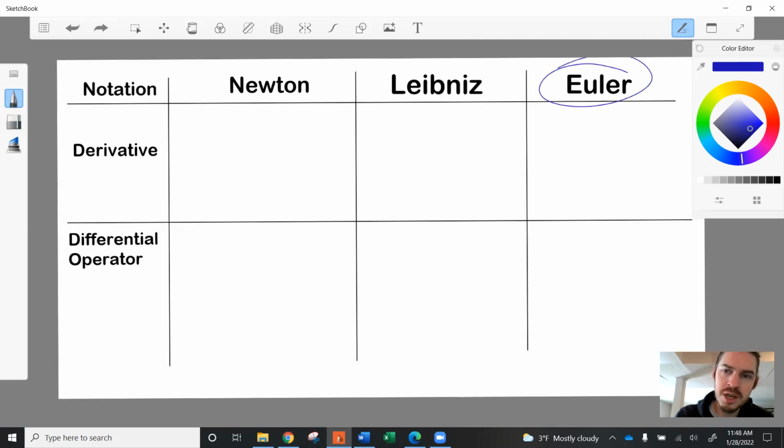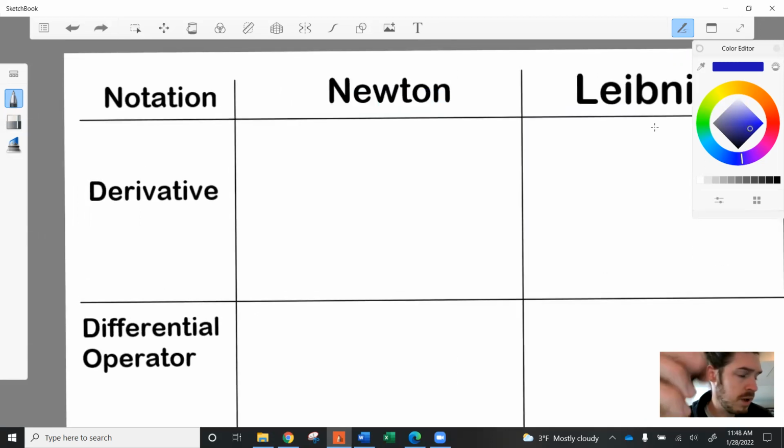The third mathematician is Euler, who came a little later, and Euler contributed to a lot of different fields of mathematics, but his contributions to calculus involved introducing yet another notation, which I think is a bit simpler. It's my favorite of the three. Anyway, I'm going to teach you all of them. So far, what I've taught you is f prime.